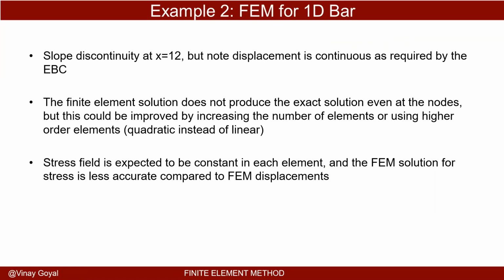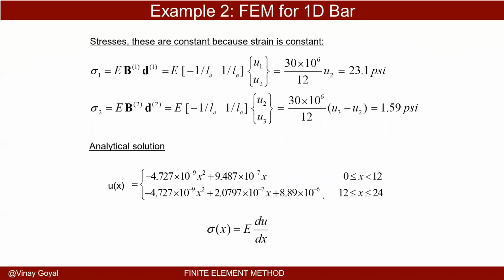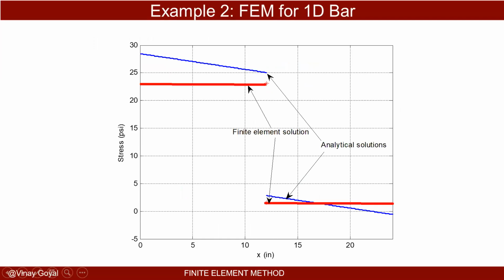The finite element solution does not produce exact solution even at the nodes, but this could be improved by increasing the number of elements or using higher order elements. The stress field is expected to be constant in each element, and the finite element solution for stresses tends to be less accurate compared to the finite element displacements. And that makes sense because I have a variation of deflection that's linear over the element, but the stress is a derivative of that approximation that's linear. So that makes sense. I should get a stress that's constant. You can see here the stress is off from the analytical solution.